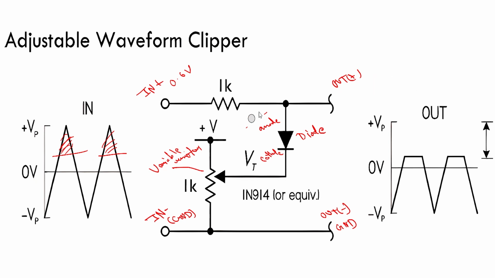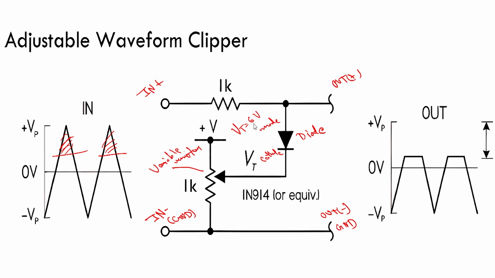If we adjust the voltage, as you can see, there is a potentiometer, and the threshold voltage was previously 0.6 volt. By adjusting this variable resistor, the threshold voltage of the diode increases, like 6 volt. Now it becomes a 6 volt threshold voltage. So Vt becomes a 6 volt threshold voltage.